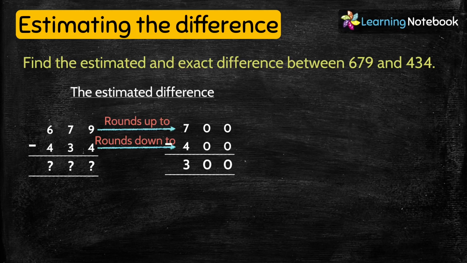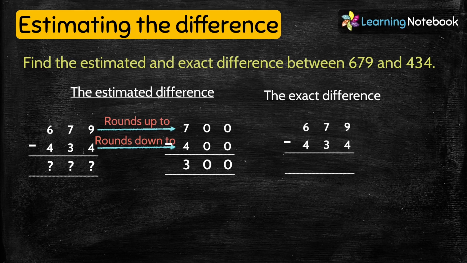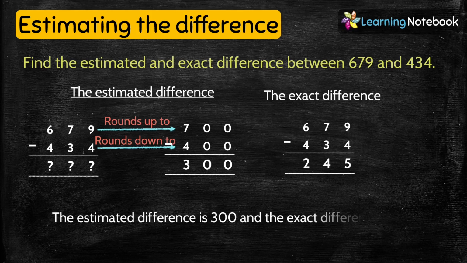Now let's find the exact difference between the given numbers. 679 minus 434. 9 minus 4 equals 5. 7 minus 3 equals 4. And 6 minus 4 equals 2. So students, the estimated difference is 300 and the exact difference is 245. So this is how we estimate the difference.